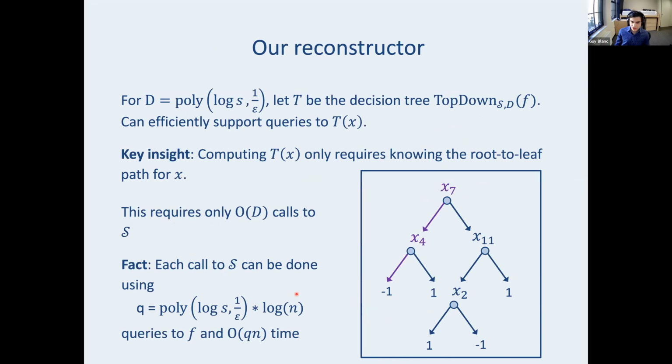Okay, our reconstructor is very simple given everything we went over. It's essentially the key insight from the beginning of applications. We look at f to support queries from the top-down tree for f. So given some input, we have to efficiently compute what is t of x, where t is a top-down tree. And this just requires computing the root-to-leaf path for t. And this only requires O of big D calls to the splitting criterion, which is roughly log s. And each one takes only roughly log s queries, or polylog s queries. So we get all the efficiency guarantees we want. Yeah, this is fast, but any questions about the idea behind this reconstructor?